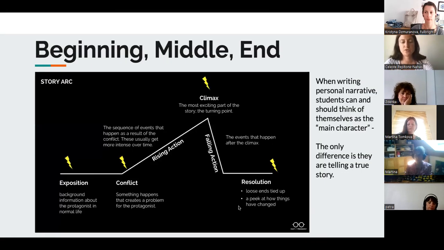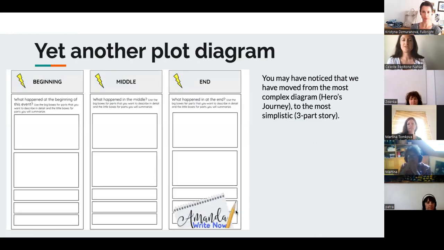But there's other story structures that we can look at. This is a very classic one as well. The exposition would be, again, the status quo. Then you have conflict, something happens. You have rising action, and then a resolution. And students will think of themselves as the protagonist or the main character when writing personal narrative. So you can use a lot of the same strategies as fiction writing, but they themselves are the protagonist.